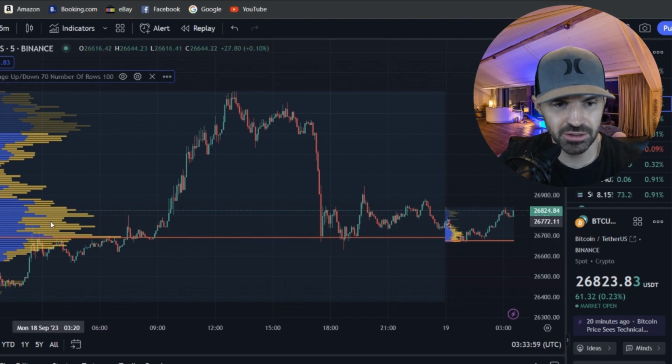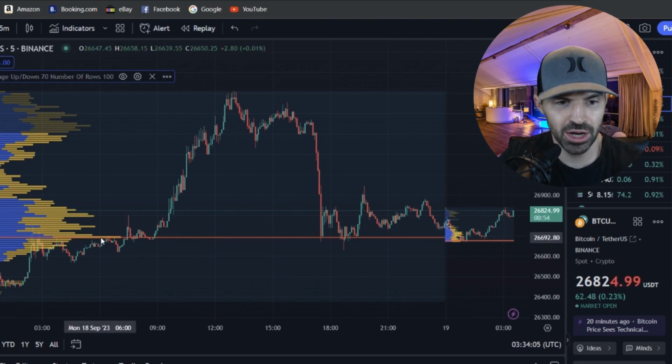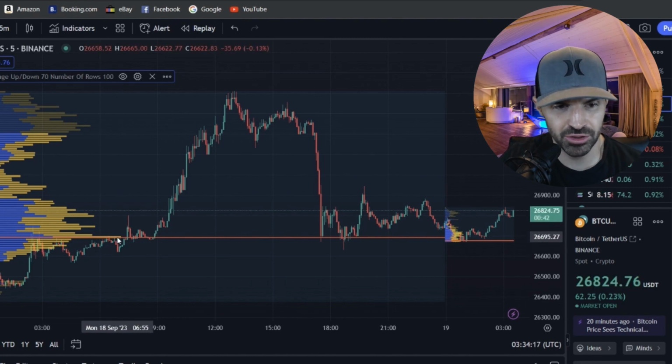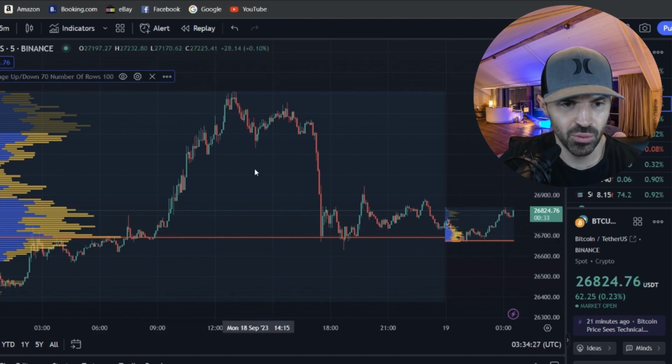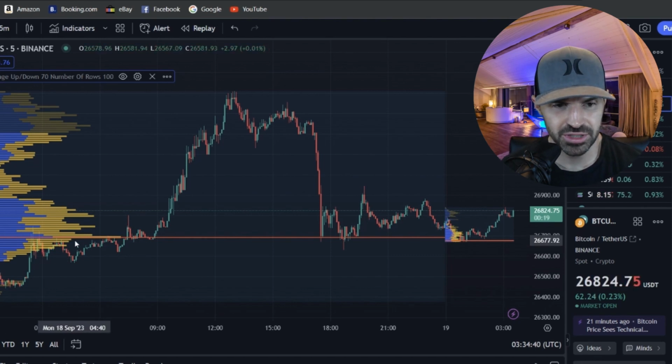Now, I like this because it makes it more visible and it pinpoints exactly which bars have the most volume. So, of course, the point of control is the largest bar in the histogram, and that's where the majority of the coins were traded in this time frame. Now, what I like about this indicator is it will give me points of interest of where I think the price is going to go. And they can act then as either support or resistance zones.